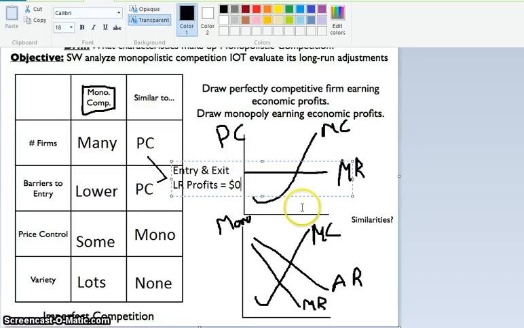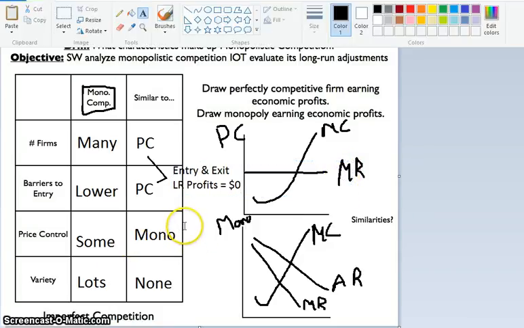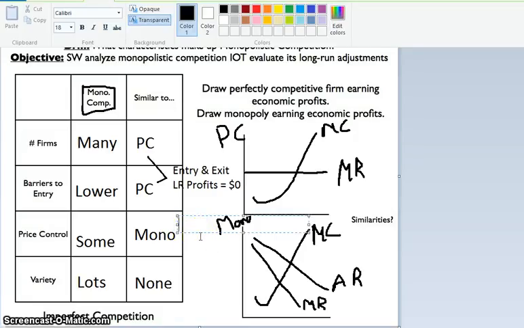If you look at my two graphs now, you should be able to see the difference that comes about because the monopoly has some price control, whereas the perfectly competitive firm has no price control. What's the major difference because of this? Since there is some price control, this means that your MR is less than your AR. And this holds true for monopolistic competition. So you combine these two graphs here to get what your monopolistically competitive graph looks like.